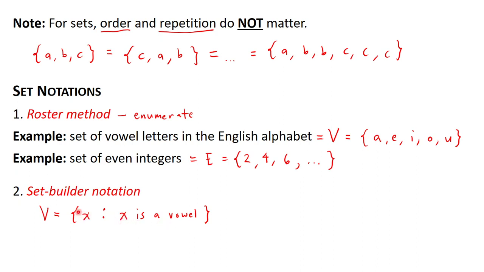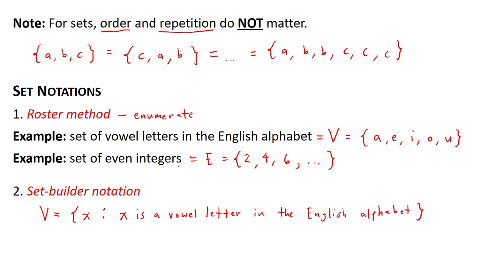Ang sinasabi natin ay the set V, the set of vowel letters in the English alphabet, it contains anything such that that something is a vowel. And to be more precise, it is a vowel letter in the English alphabet. Kung makikita mo yung set na yan, what are all the things such that that something is a vowel in the English alphabet? Hindi, ito lang siya. A, E, I, O, U. So, of course, we should get the same set, because this is just another way of writing the same set.